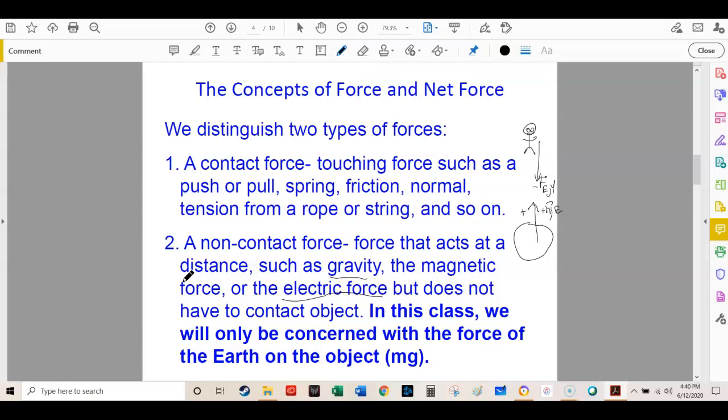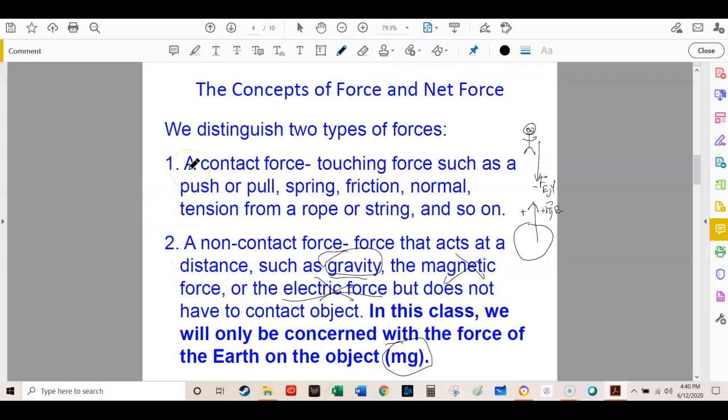Well, the only one we're going to be worried about is not electric force and it's not magnetic force. It's only the gravitational force, which is the weight of the object. And most likely we're going to be doing most problems where we're dealing with the earth pulling on the object. So it's going to be just mass times gravity, or the mass of the object times 9.8 meters per second squared. Okay?